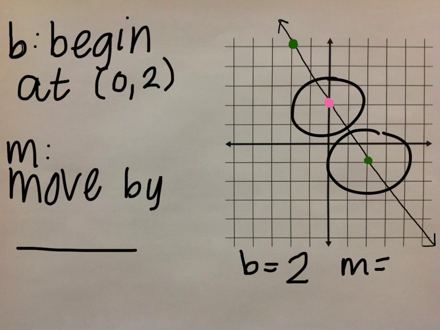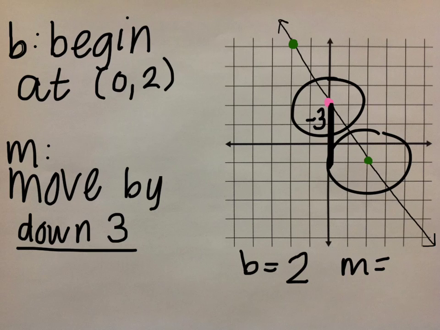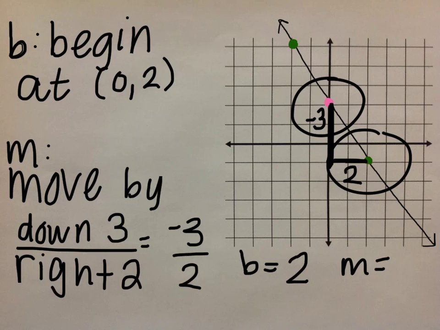So let's figure out how we move from our first point to our second point. From here, we go down 1, 2, 3, to the right 1, 2. So our change in y is going down 3. Our change in x is going to the right 2. So our slope, our m, is negative 3 over 2. And I'm going to leave that as a fraction.